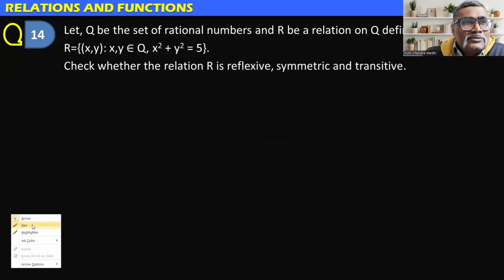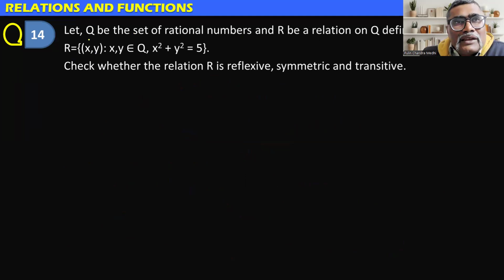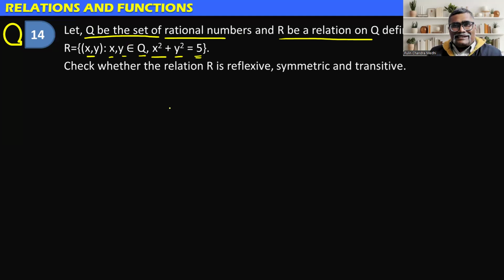Now let us come to the next question. Q be the set of rational numbers and R be a relation on Q defined by x comma y, where x and y are rational numbers, and x square plus y square equal to 5. So I think I need not explain it more because one such problem we have already done, where it was x square plus y square less than or equal to 4.